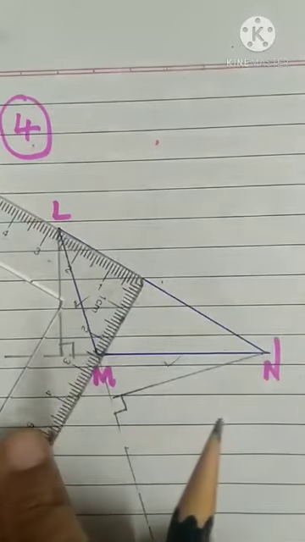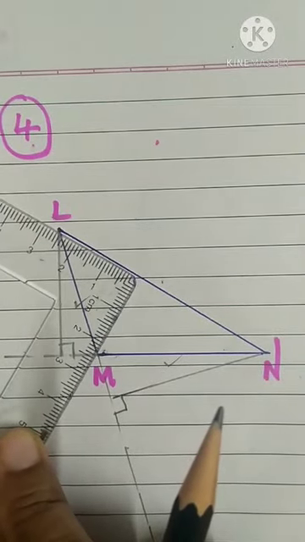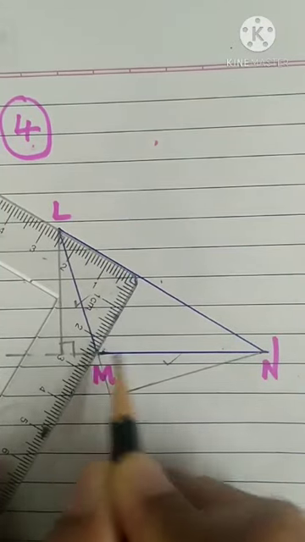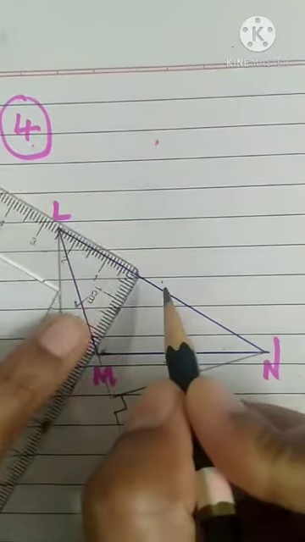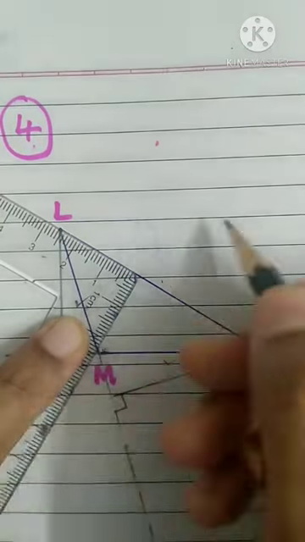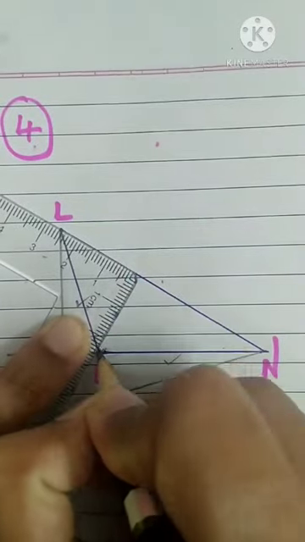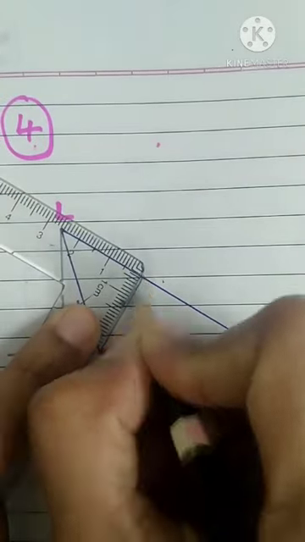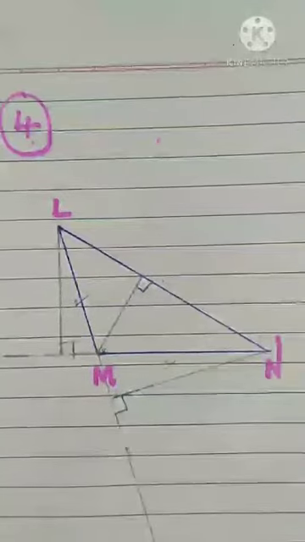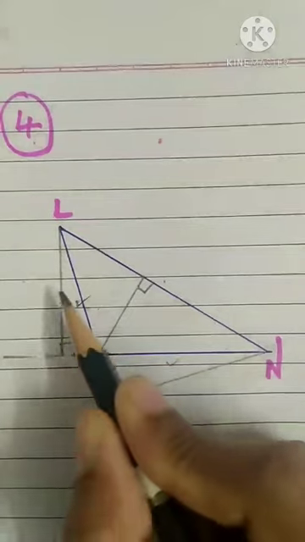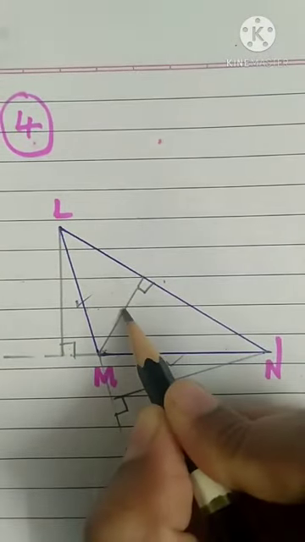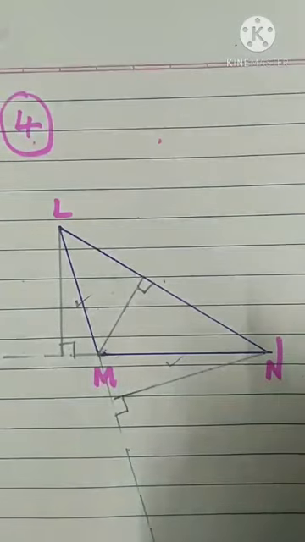Yes, about to touch M. See, now it is touching M. Understood? This one was very tension free. It is not going outside, the altitude is coming inside the triangle. So from M, extend. So we got our third altitude. First altitude came outside, second altitude came outside, and the third altitude we got inside the triangle.